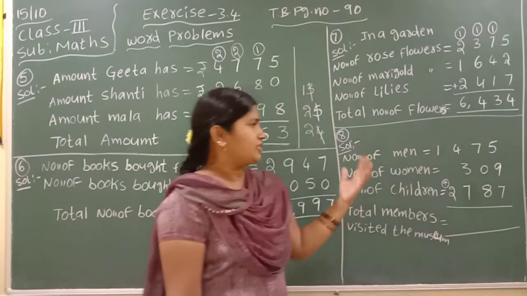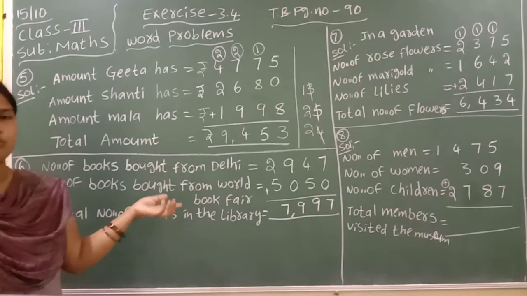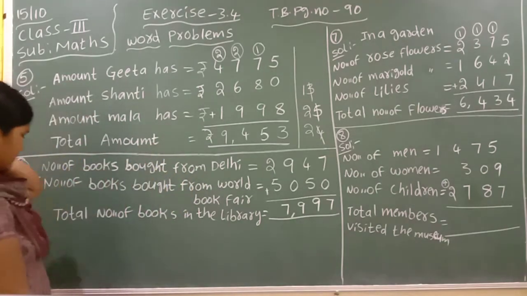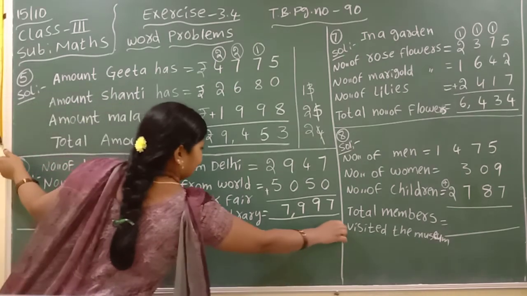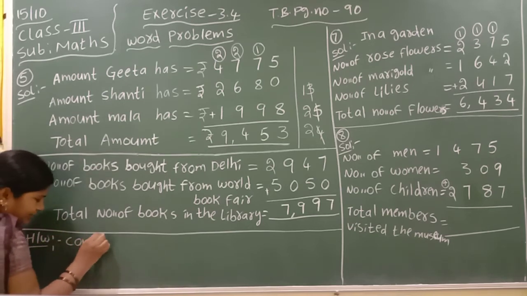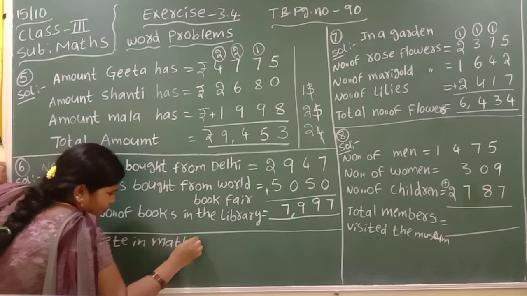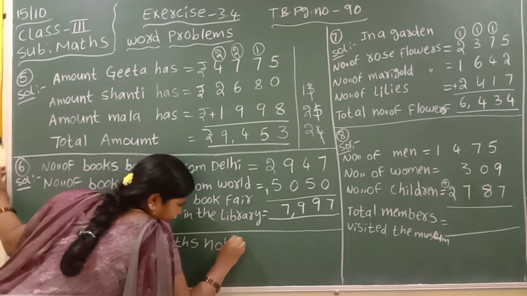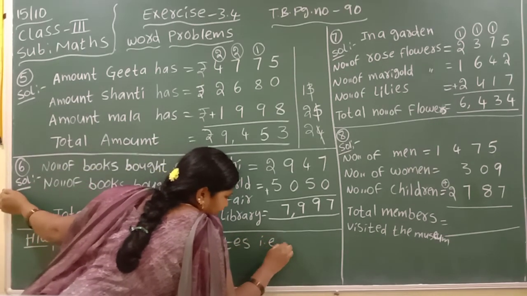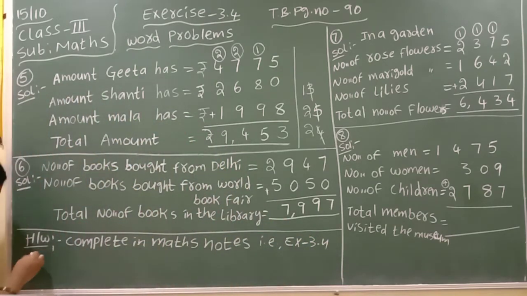Okay children, this is your homework today. Your homework is complete exercise 3.4 in your notebook. Okay. Today your homework is complete in maths notes. That is Exercise 3.4. 5, 6, 7, 8.